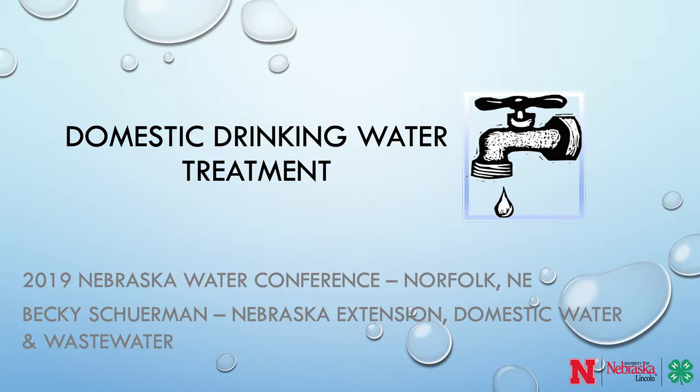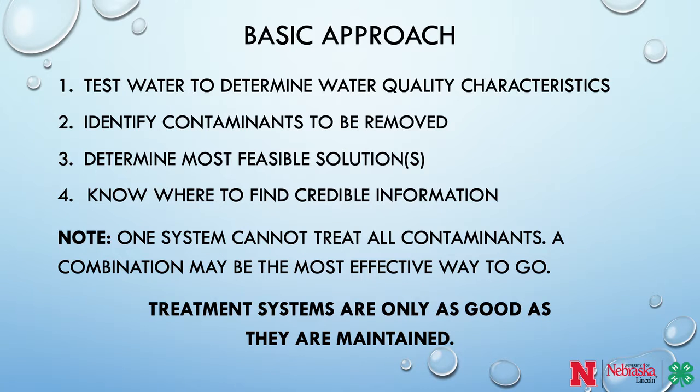All right, we're going to talk about domestic drinking water treatment today. And the basic approach is to test your water in order to determine the water quality characteristics that exist, then identify the contaminants that you wish to remove, determine the most feasible solutions, and know where to find credible information so that you can educate yourself about those contaminants and treatment options. And remember that one system cannot treat all contaminants. A combination may be the most effective way to go. And ultimately, treatment systems are only as good as they are maintained.